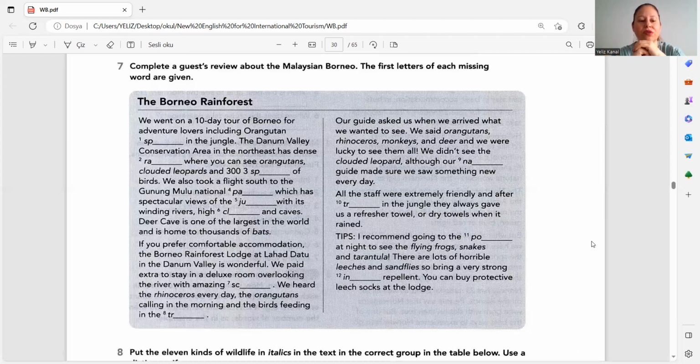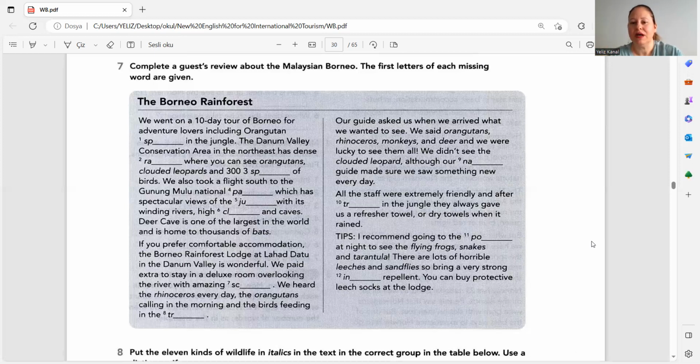We heard the rhinoceros every day, the orangutans calling in the morning, and the birds feeding in the blah blah. Okay. We heard the rhinoceros. Rhinoceros ne demekti? Kısaca rhino denir. Neydi hayvanın adı? Türkçesini unuttum. Gergedan. Tamam. Gergedan. Rhinoceros every day, the orangutans calling in the morning, and the birds feeding in the where? Birds feeding in the trees, right? TR, trees, of course. Okay.